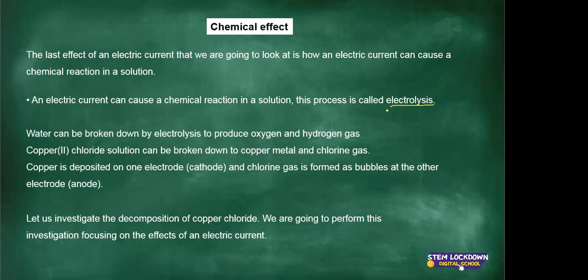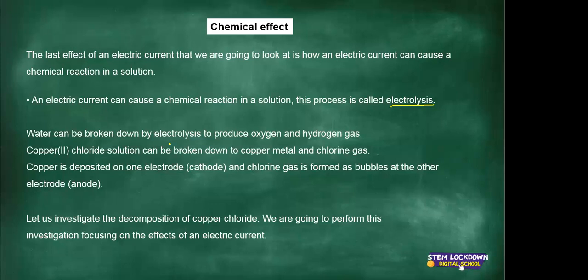So when you see "electro," it immediately tells you that you are going to use some form of electric current in it. So electrolysis means that it has to do with electricity or electric currents. What we're going to do is an experiment. Water can be broken down by electrolysis to produce oxygen and hydrogen gases. And copper chloride solution can be broken down into copper metal and chlorine gas. And this is all through electrolysis.